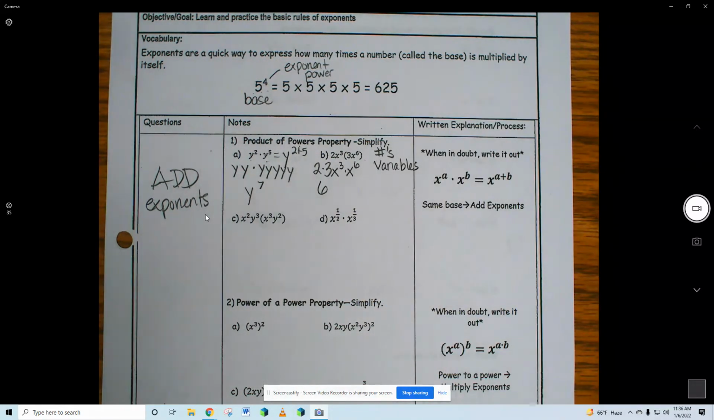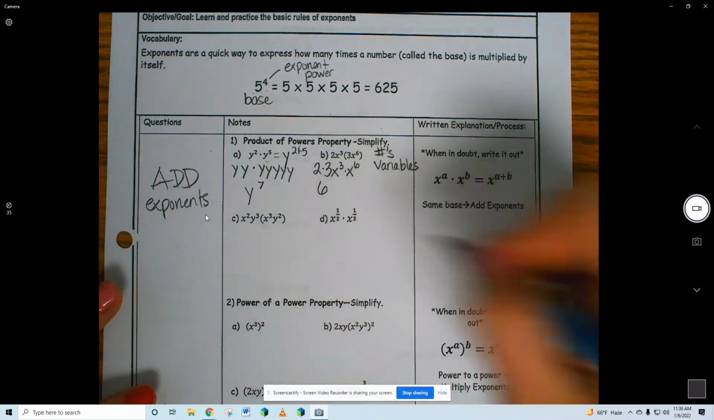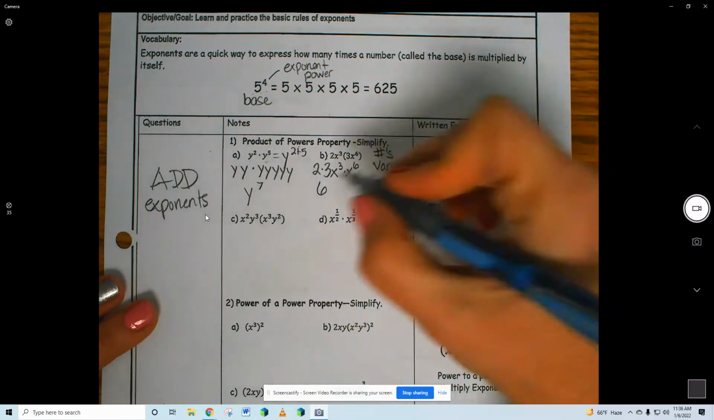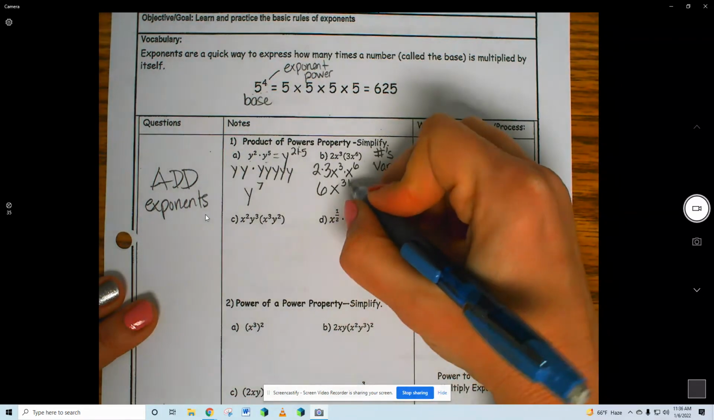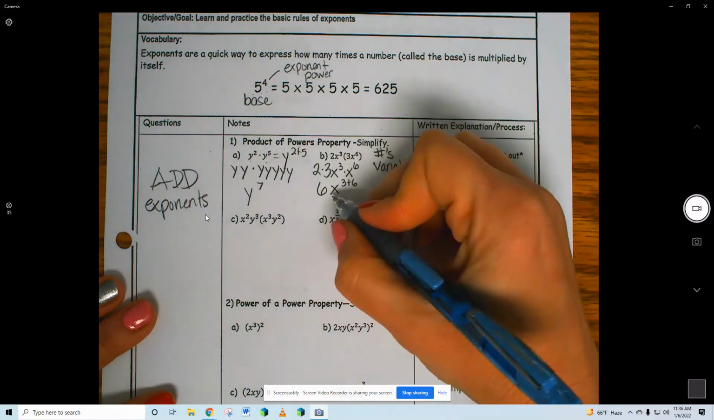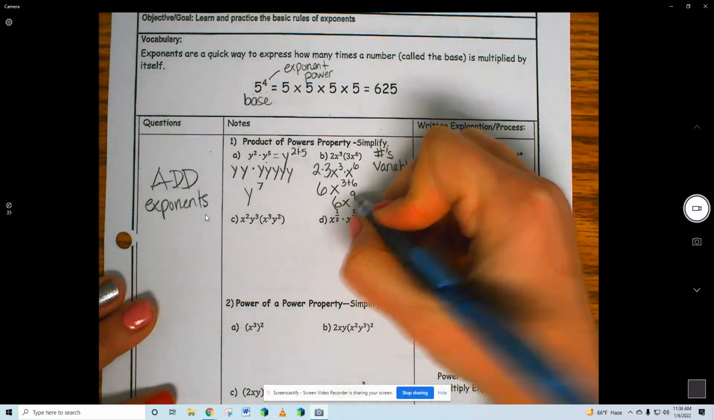Do you want to expand it out? Do you want me to write x and then x? No. Or do you want me to just do 3 plus 6? X to the 3 plus 6. Or do you think you could just do it in your head, 9? Yeah. 6 x to the 9th.